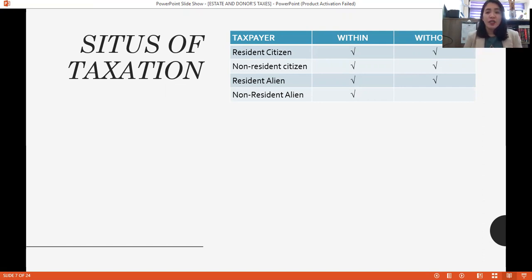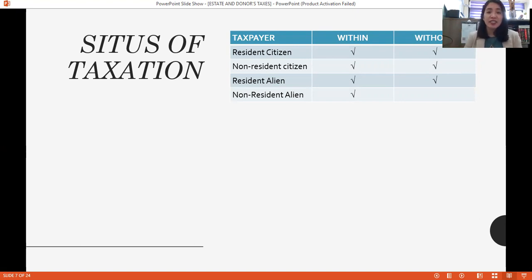Now, dito sa estate tax, depende kung anong klaseng taxpayer ka. If you are a resident citizen, sino ba yung mga resident citizen? Sila yung mga Pinoy na nakatira sa Pilipinas. So lahat ng properties ng Pinoy na nakatira sa Pilipinas, whether nasa Pilipinas located or nasa outside the Philippines, included sila as part of the gross estate. Taxable sila, subject sila sa estate tax. Kapag ikaw naman ay non-resident citizen, meaning to say, ikaw ay Pinoy, pero hindi ka nakatira sa Pilipinas, same rule. Lahat ng properties mo within and outside the Philippines are subject to estate tax.